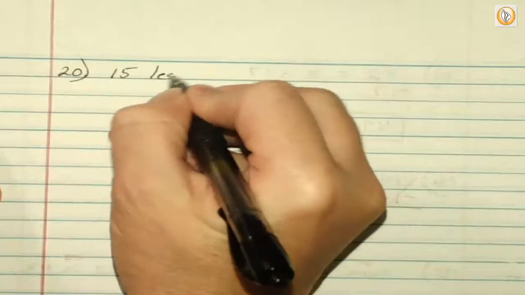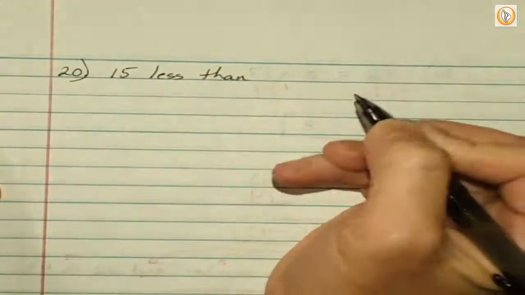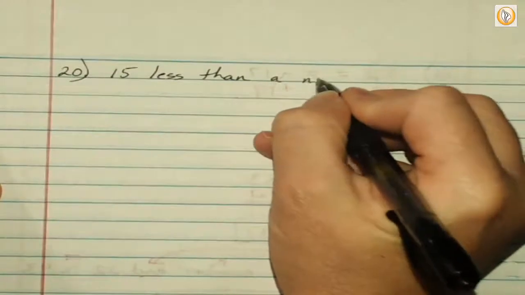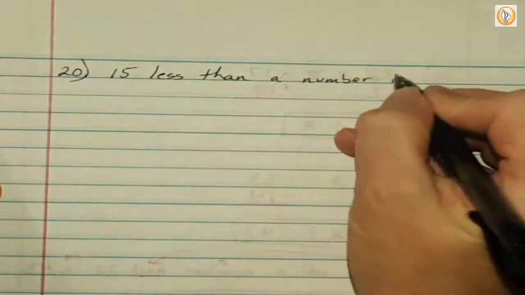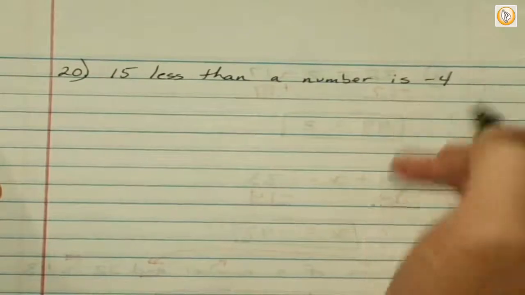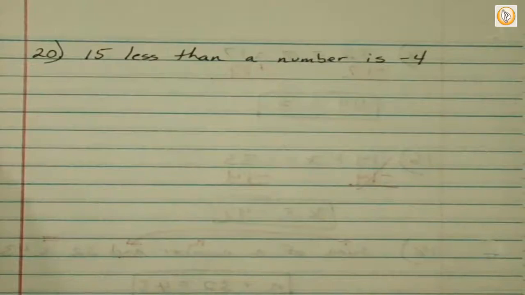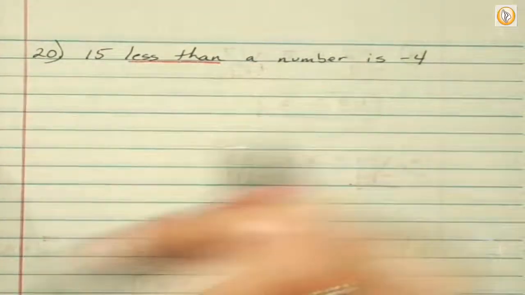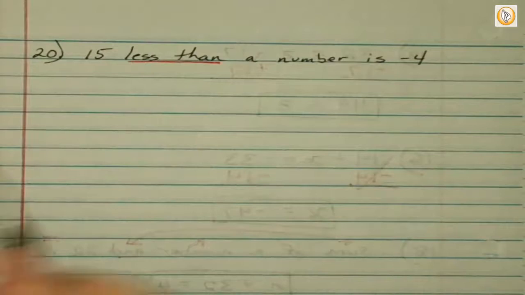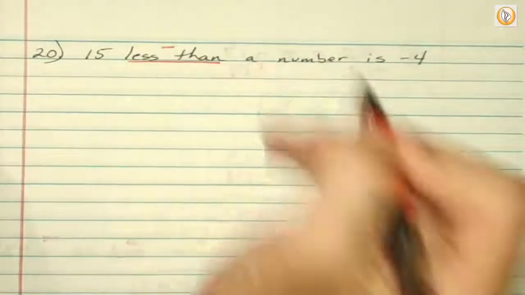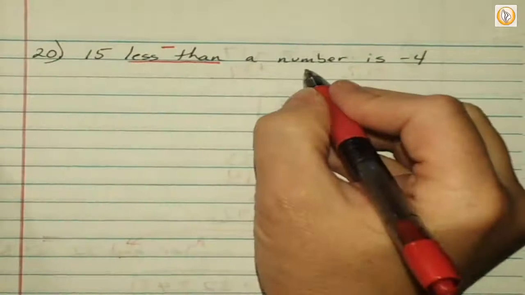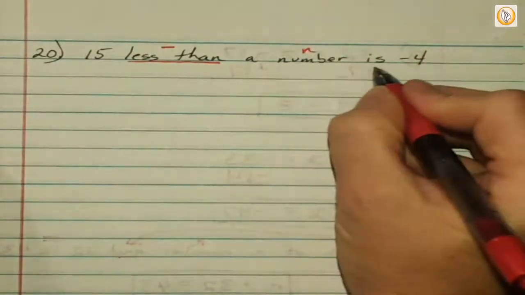All right, let's do another. Talia, you wanted to do another one, right? Okay. 15 less than a number is -4. Ooh, what are my red flag words? Yeah, red flag words. And what does less than mean? Minus. What is number? n. And what is equals?